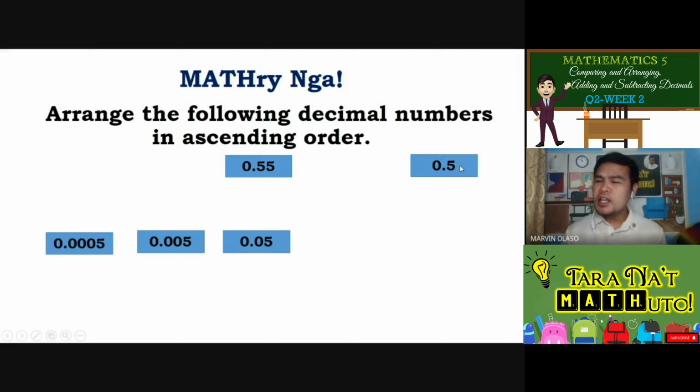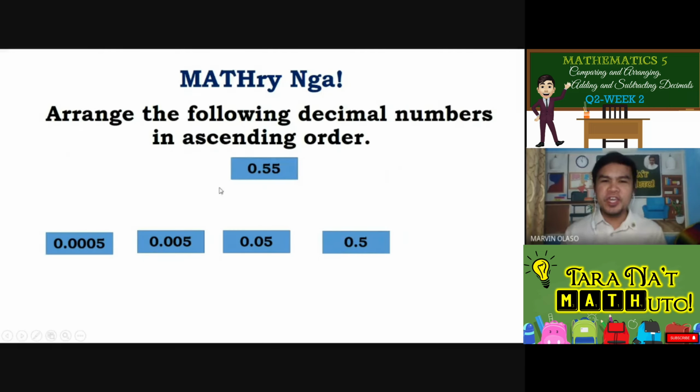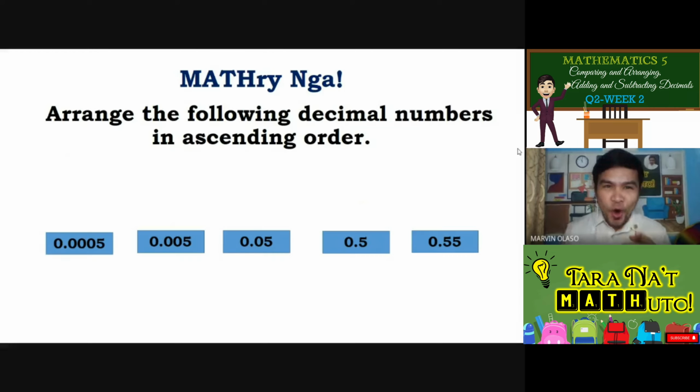So which is less than? Of course, this is 1. So this is now 5 tenths, and the greatest value is 55 hundredths. Did you get the correct order? Congratulations!